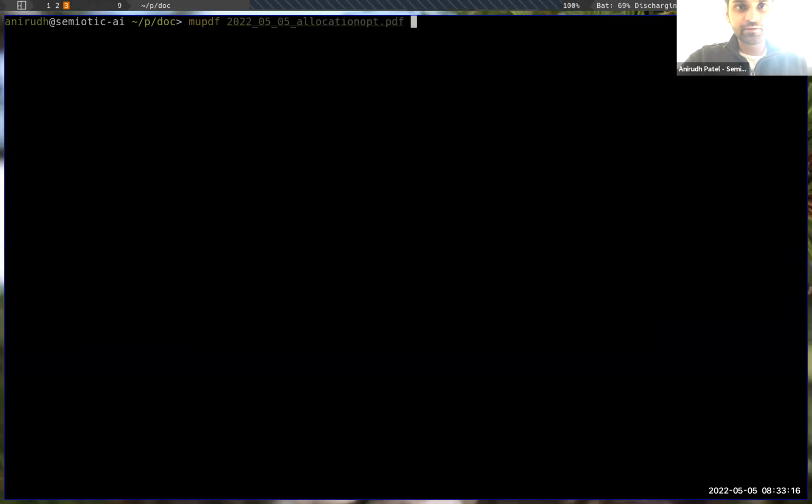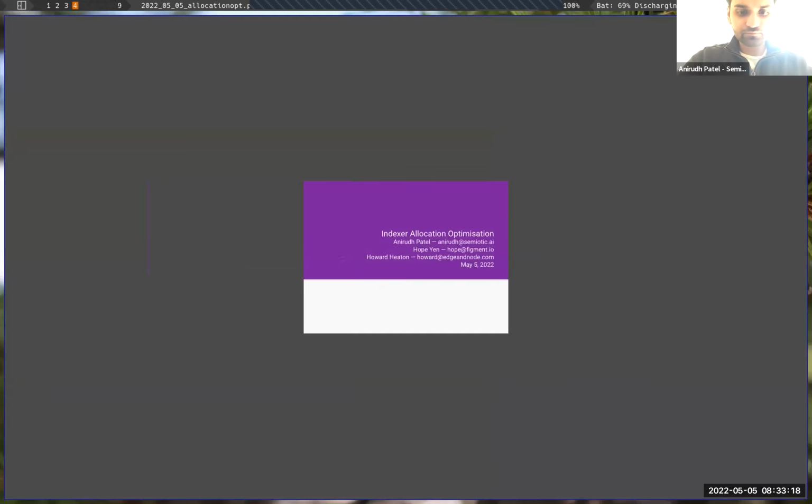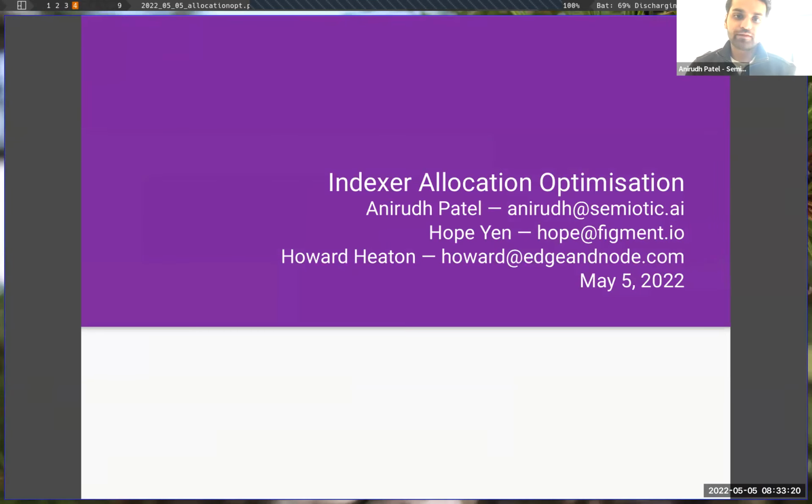So let's grab this PDF. Cool. So, the indexer allocation optimizer. This is a project within the indexer experience working group, but it's primarily being worked on by myself, Hope Yan from Figment, and Howard Heaton from Edge and Node.